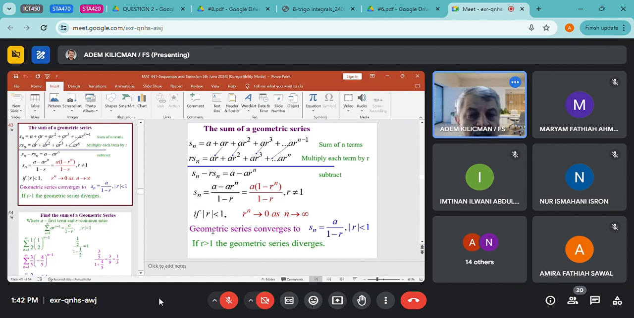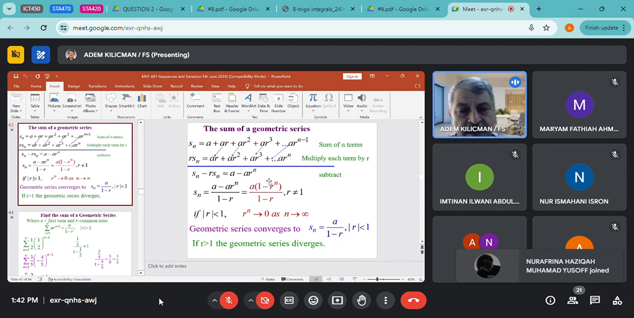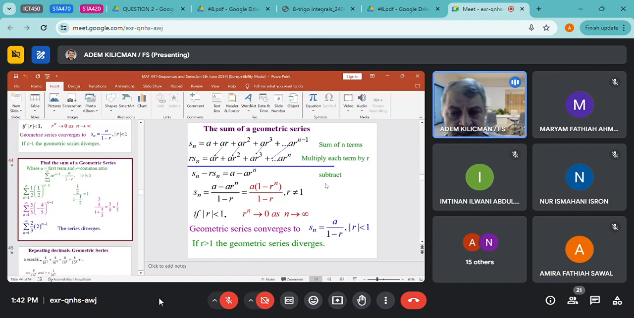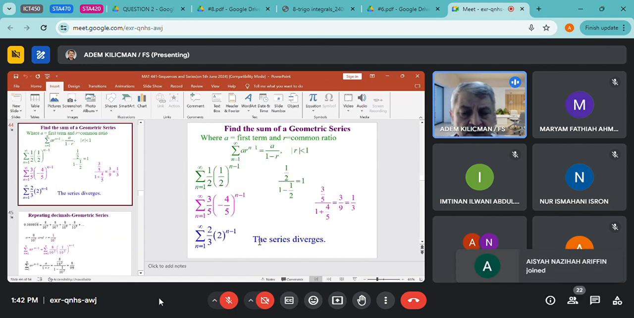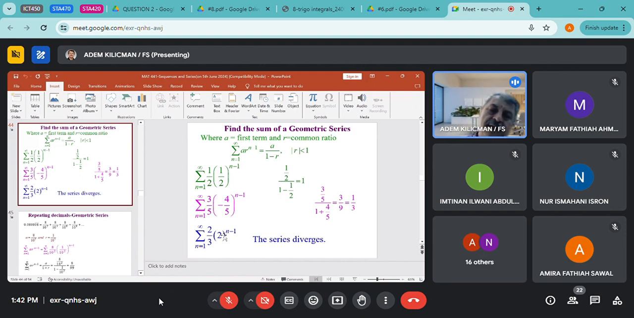So therefore, at that time, if R is greater than 1, this is not equal to the Sn, A over 1 minus R, anymore. So you have to apply this. When you apply this, 1 minus R to the N goes to infinity. That is the thing that we are trying to say in the last one. So therefore, series divergent because common ratio absolute value is greater than 1. 2 is greater than 1. Is that okay? Any question?